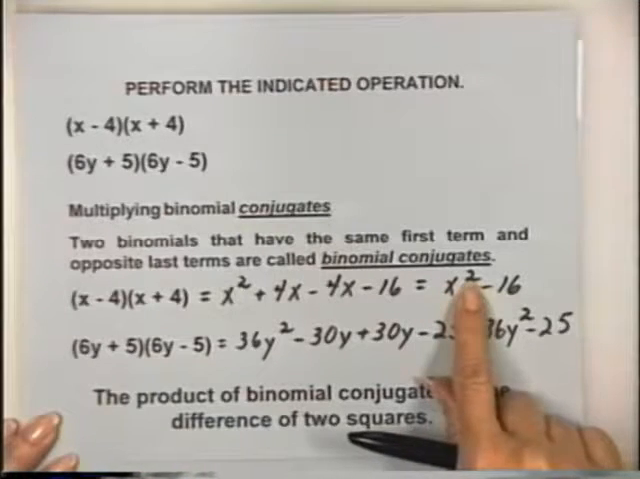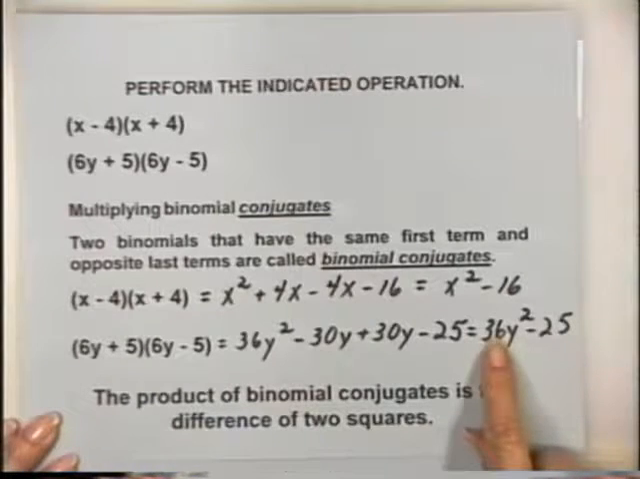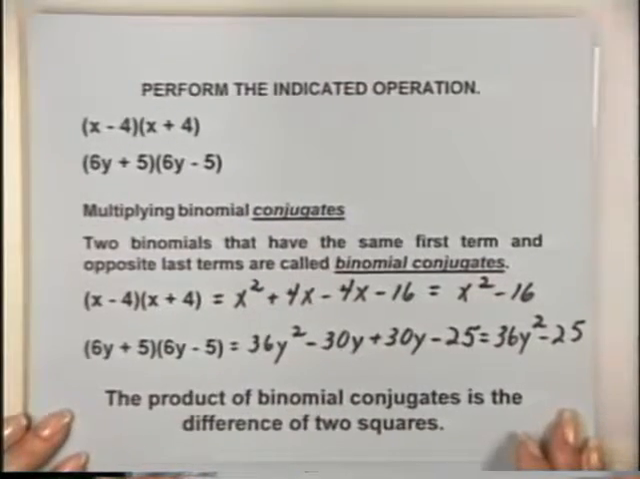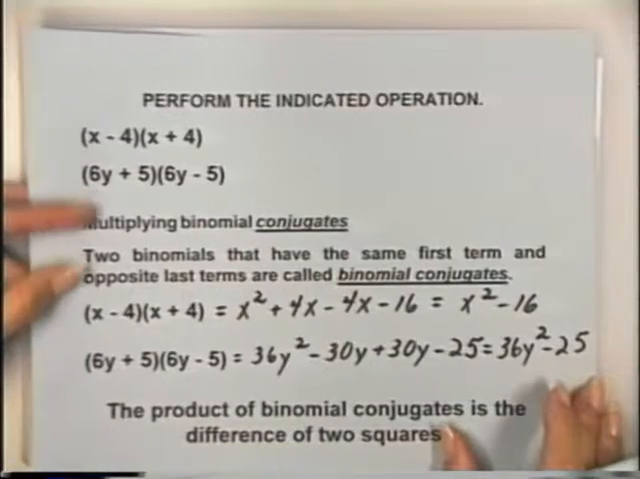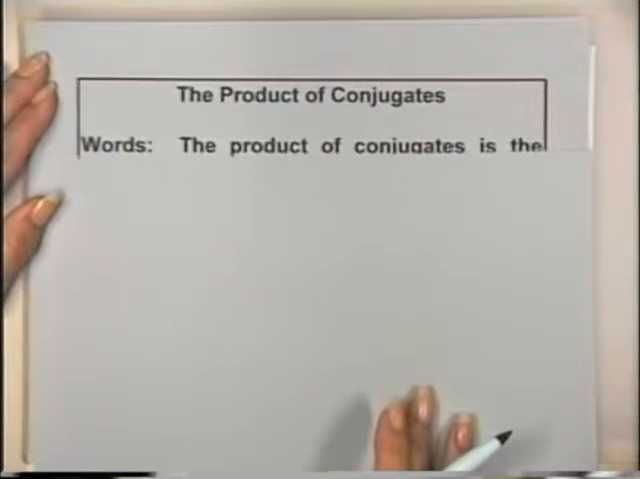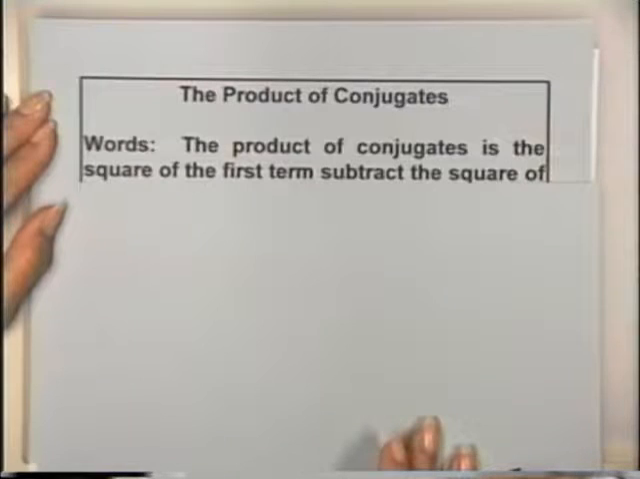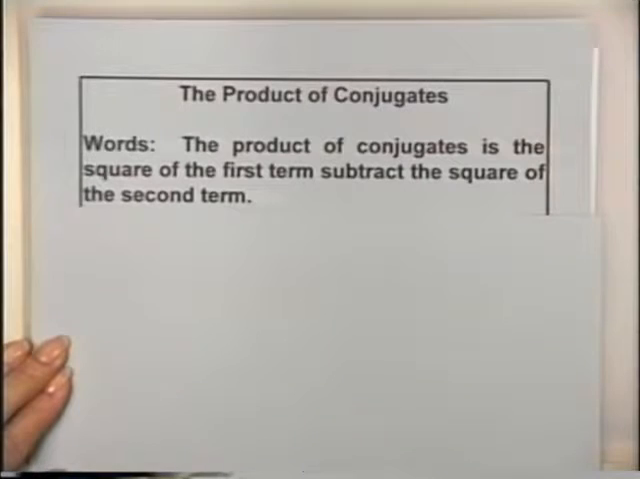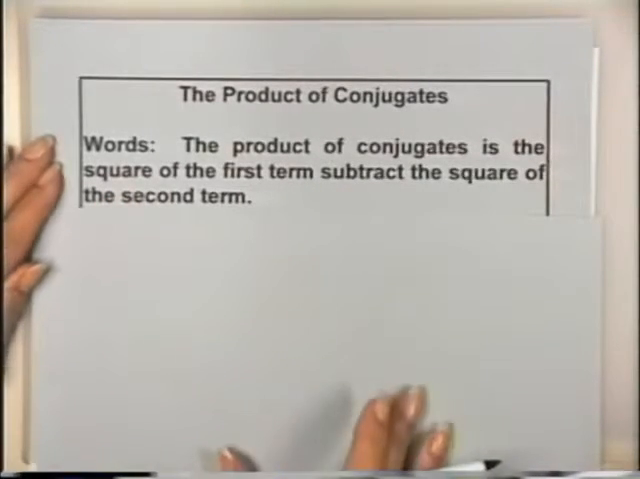This first term is a quantity squared. It is x squared. This term is 4 squared. This term is 6y squared. This term is 5 squared. Let's look at the rule for multiplying binomial conjugates. The product of conjugates. In words, we say the product of conjugates is the square of the first term, subtract the square of the second term. If you prefer, you may say the square of the first term minus the square of the second term.